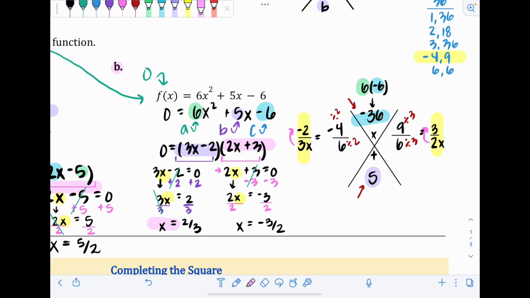So my zeros for example 1b are x equals 2/3 and x equals -3 over 2, or -3/2.